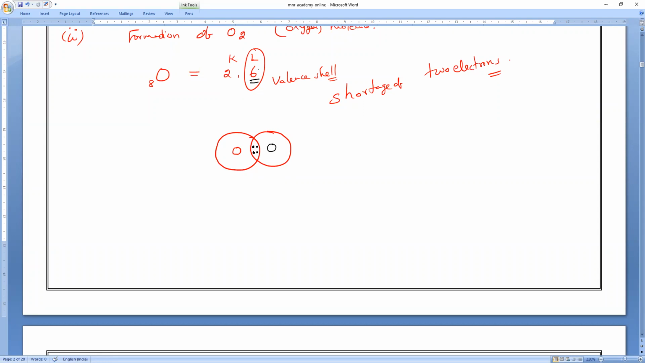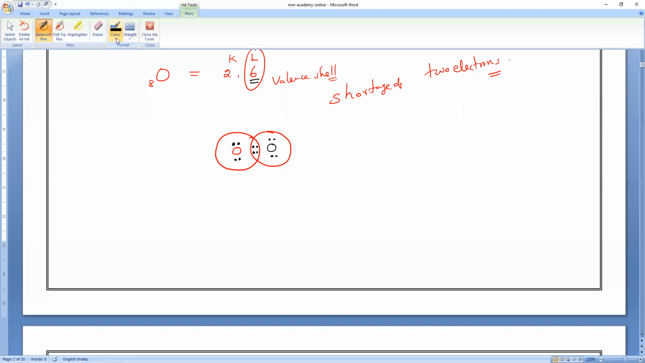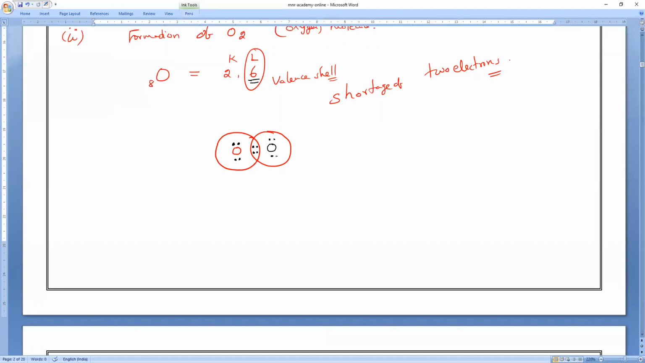How many electrons? 6. So only 2 are shared. The remaining 4 have to be represented above the atom. Here also, only 2 are shared, and the remaining 4 have to be represented above the atom.